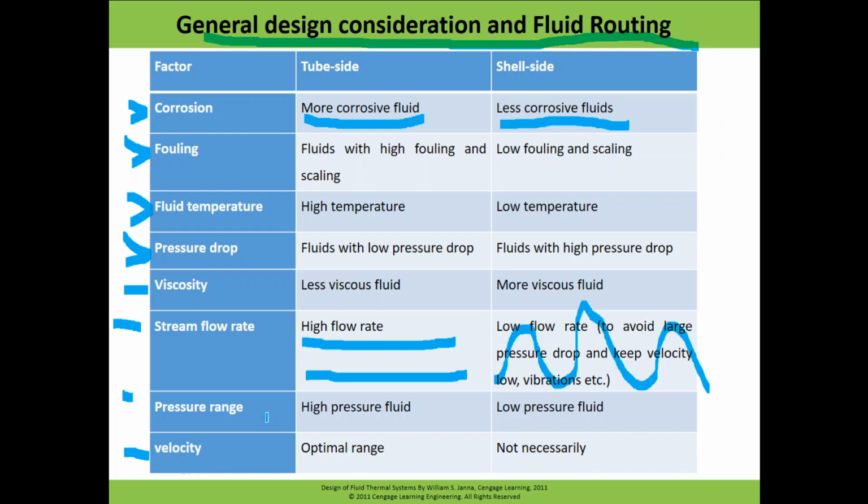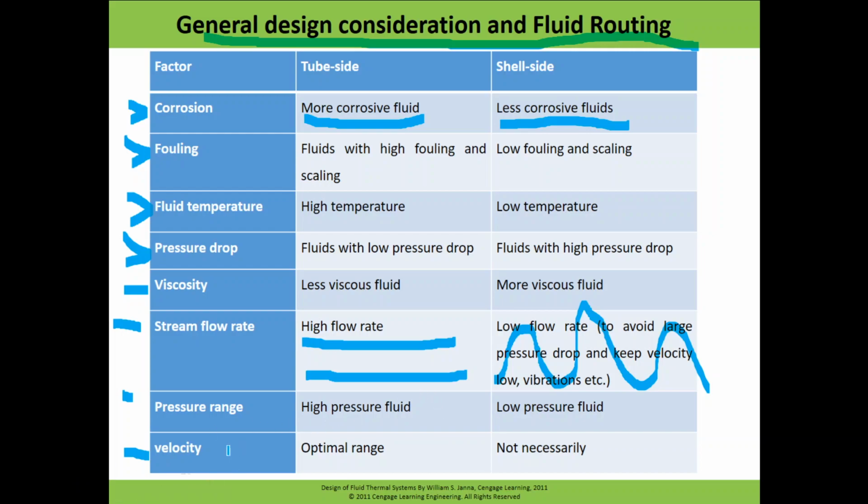Now for the pressure range, when you have two fluids under different pressure conditions, the high pressure fluid should flow through the tubes. Obviously this is for safety reasons as well, since the tubes are surrounded by the shell side fluid from the outside, and the tube thickness can be chosen accordingly to sustain the higher pressure.